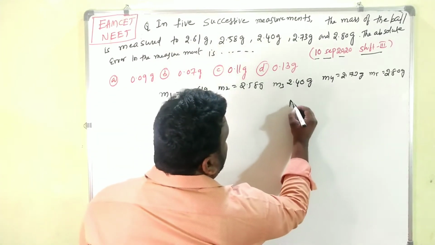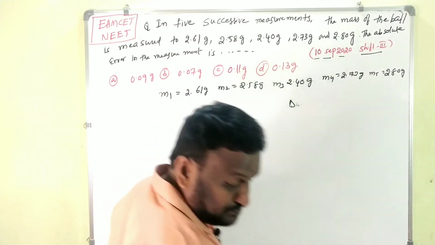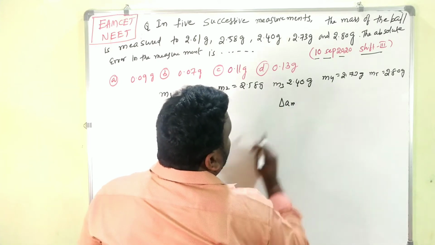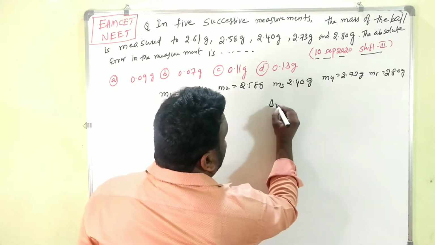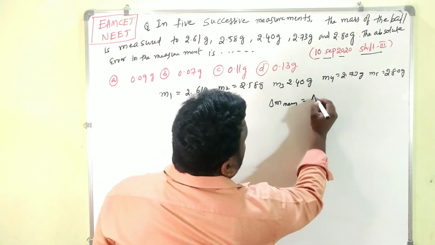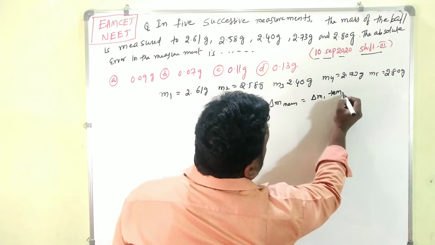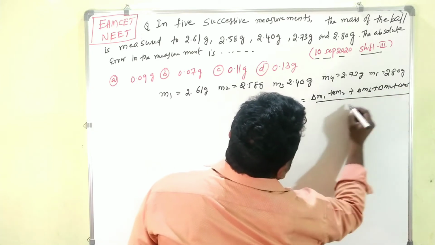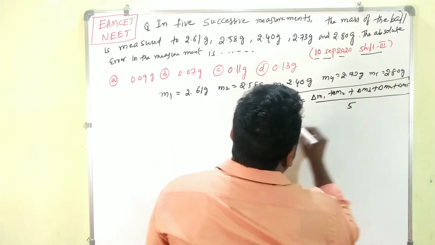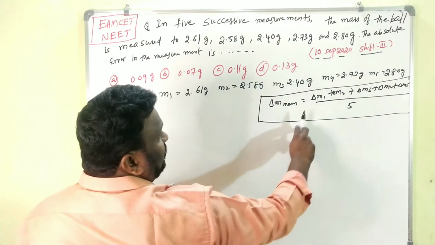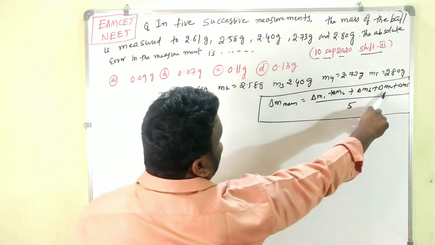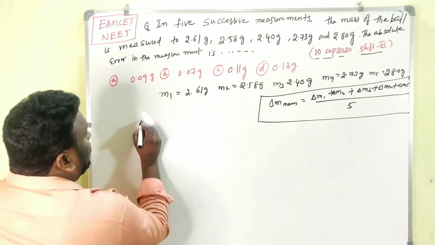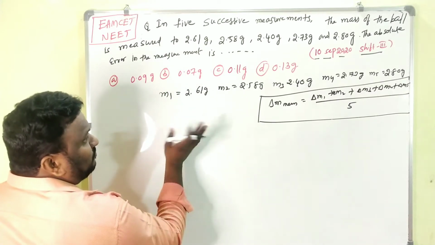Simply we want to find delta m, the mass error. That's why the formula we have to write is: delta m mean is equal to delta m1 plus delta m2 plus delta m3 plus delta m4 plus delta m5, by 5. So this is the formula we have to use here. So we have to find delta m1, delta m2, delta m3, and so on.